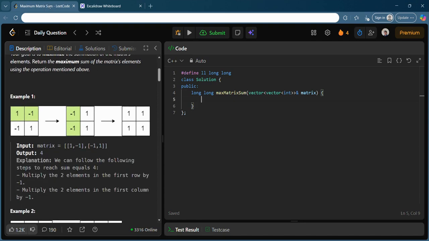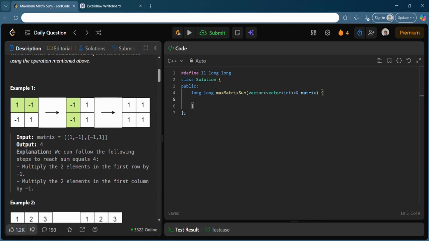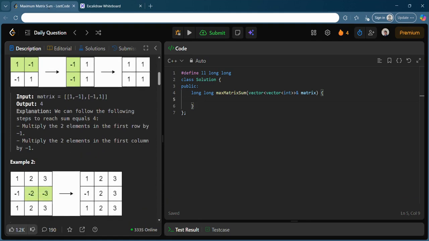with -1. So you see, if you select these two elements in the first row, in this example 1, and then multiply both of them by -1, you will have the first number to be -1 and the second number to be +1. Now you see both of these -1s are adjacent elements, so you can multiply both of them with -1 and you will get all positive numbers. Okay, and the result will be 4 because the sum of all the elements in the matrix is 4.